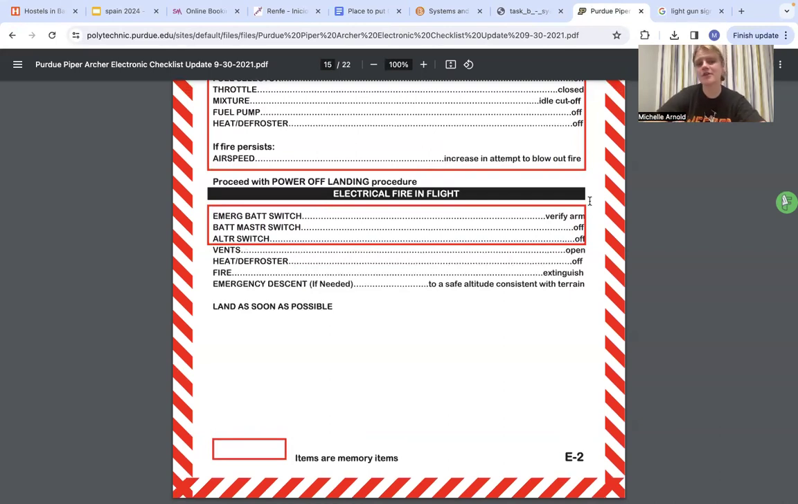Just as you would think, the first thing you're going to do is turn the emergency battery switch on so that you at least have some power, then turn the battery master switch off, and then the alternator off. After this, you're going to go to the checklist, so these you don't have memorized. You're going to open the vents, turn off the heater, and extinguish the fire with the fire extinguisher if needed. And then if the fire persists, you're going to land as soon as possible. Even if you put out the fire, you should still land as soon as practical.